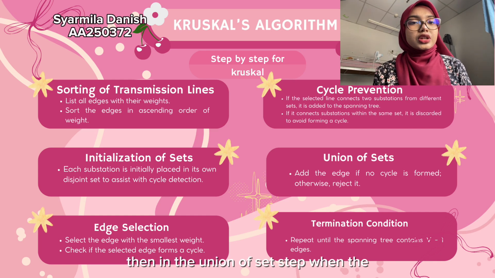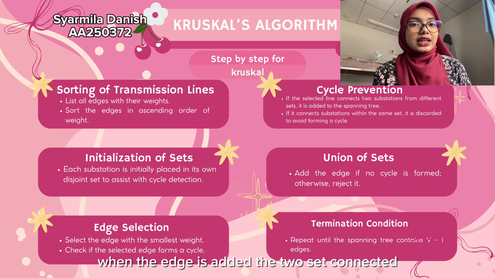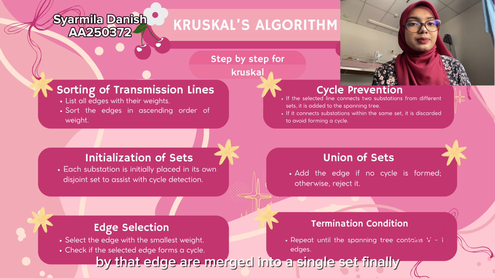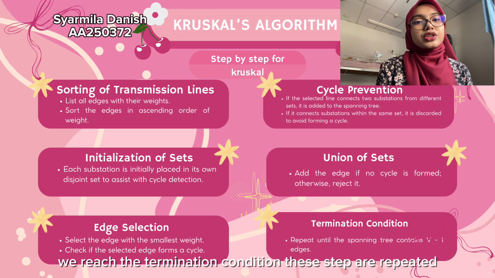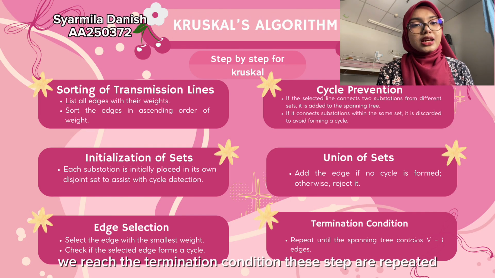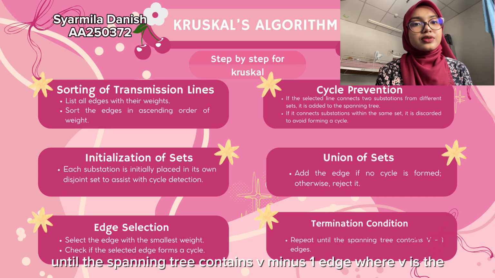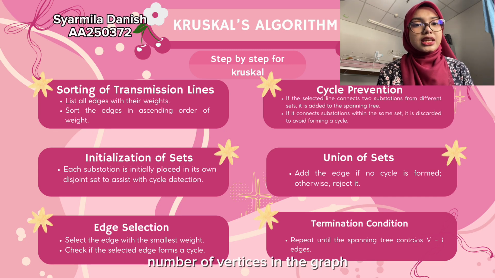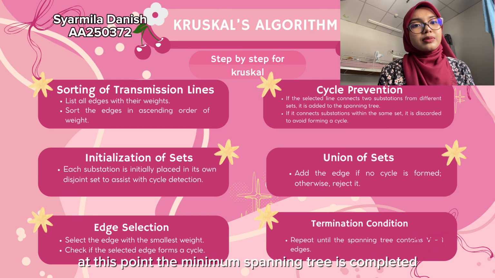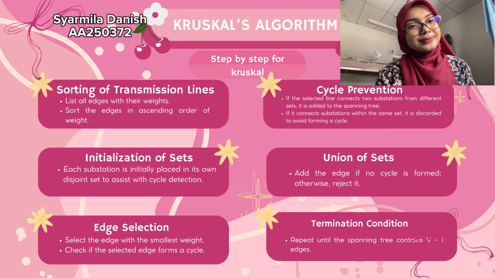Then, in the union of sets step, when the edge is added, the two sets connected by that edge are merged into a single set. Finally, we reach the termination condition. These steps are repeated until the spanning tree contains V minus 1 edges, where V is the number of vertices in the graph. At this point, the minimum spanning tree is completed.